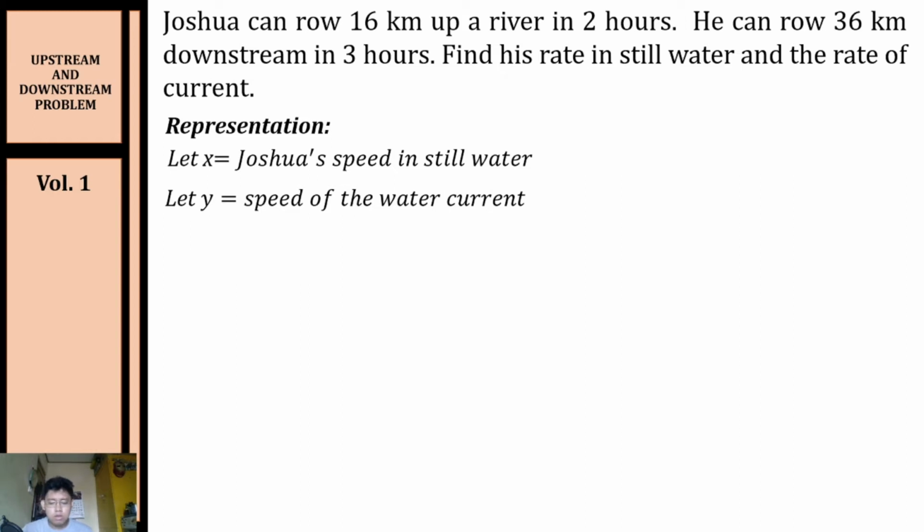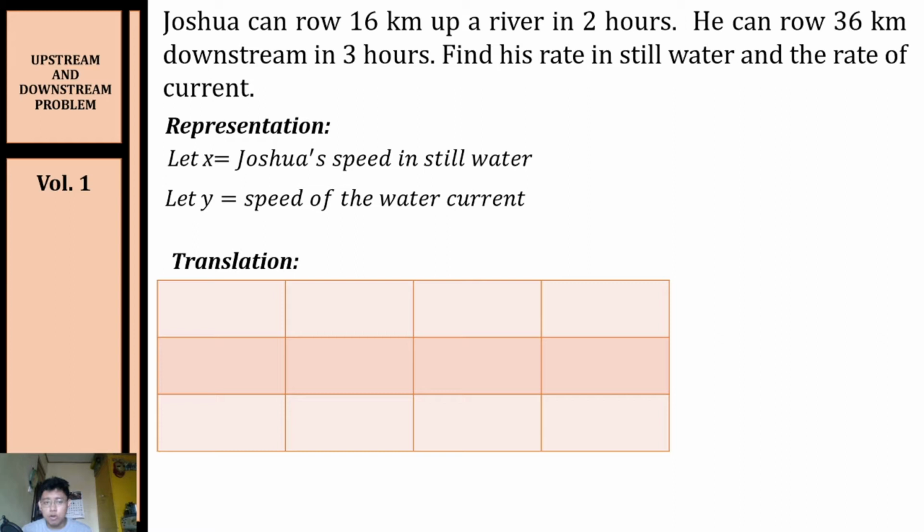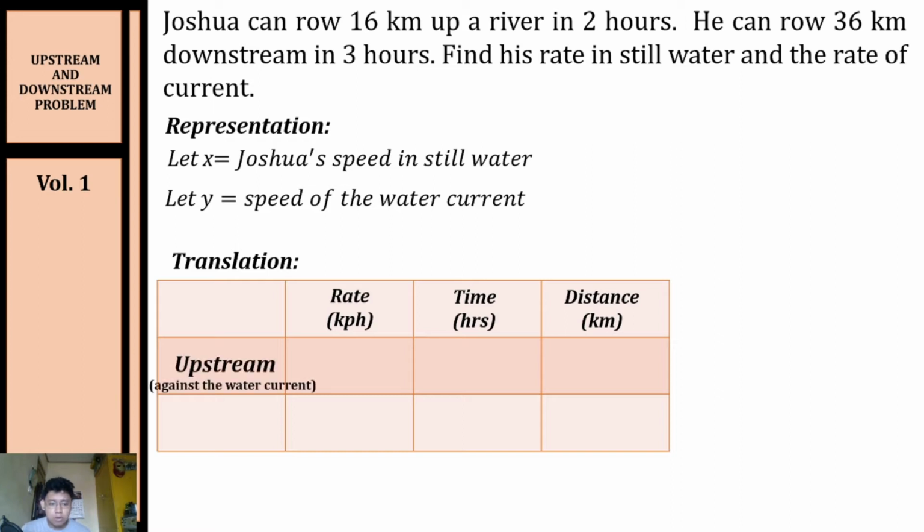But before we do that, we need to identify the following givens. We need to get the rate, the time, and the distance from our word problem. Now, in our word problem, we have two situations: Joshua moving up the river and going down the stream. So we have the upstream, which is Joshua going against the water current, and downstream, Joshua going with the water current.